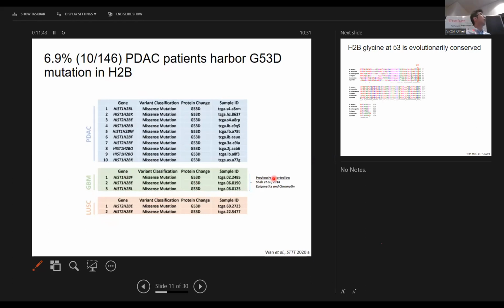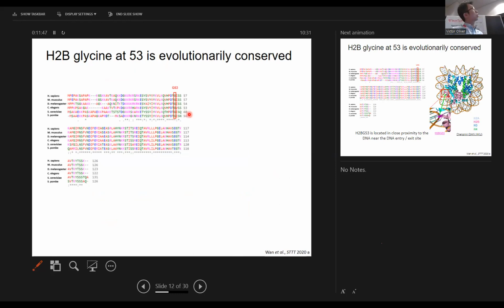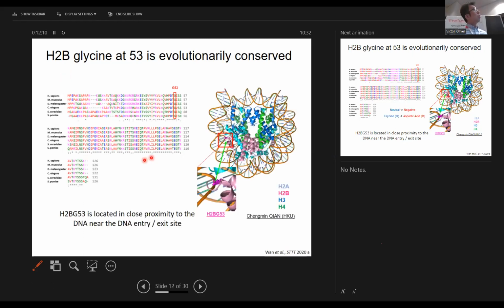So what is this mutation? We first looked at histone H2B and compared the amino acid sequences, and we found that the glycine at position 53 is highly conserved from C. elegans to Drosophila to mouse to human, suggesting that glycine 53 of histone H2B may be very important for normal histone H2B function. If you go back to the human nucleosome crystal structure, you can see that glycine 53 is located here, very close to the double-strand DNA. So glycine 53 is in close proximity to the DNA, near the DNA entry and exit site.